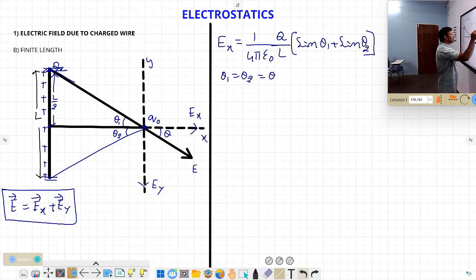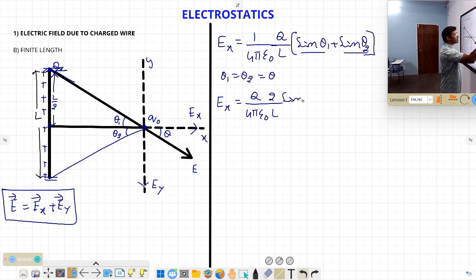If you put that value in, what are you going to get? The electric field along the x-axis is equal to Q by 4 pi epsilon naught L into sine theta plus sine theta, which becomes 2 sine theta. In this case, the 2 gets cancelled. So we are going to get Q sine theta by 2 pi epsilon naught L.